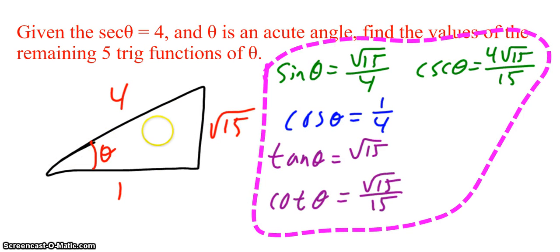Okay, so if I draw a triangle, if secant of theta is 4, then the hypotenuse over the adjacent side equals 4. Therefore, the opposite side is root 15. I get that by the Pythagorean theorem. So now I find the trig functions. Sine of theta is root 15 over 4. Cosecant of theta is 4 root 15 over 15 when I rationalize. Cosine of theta is 1/4. Tangent of theta is root 15. Cotangent of theta is root 15 over 15 once I rationalize.